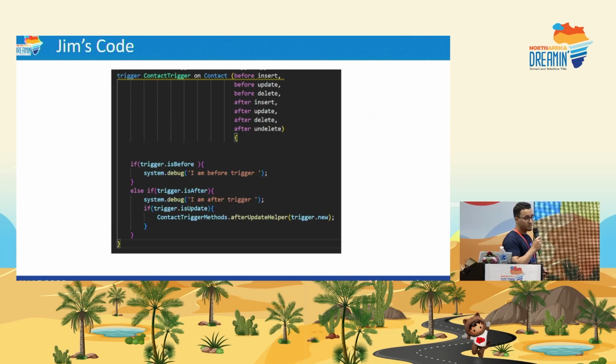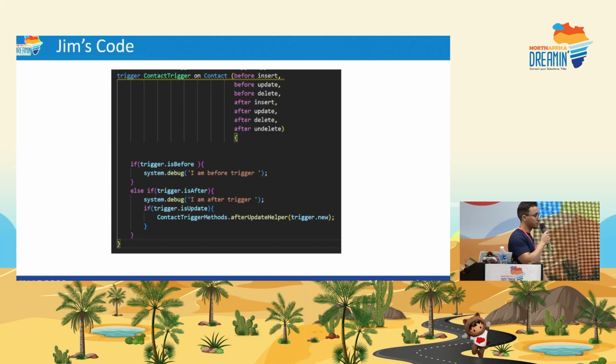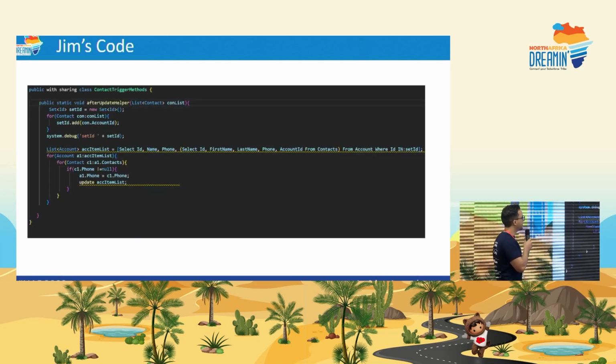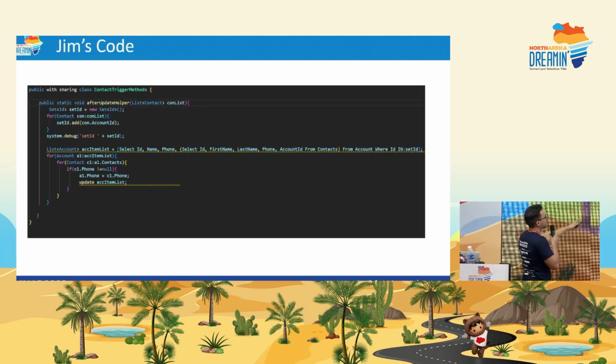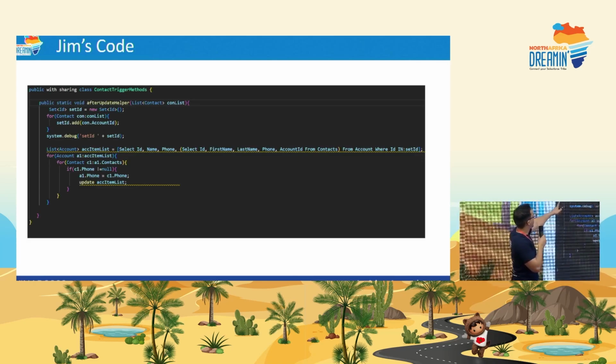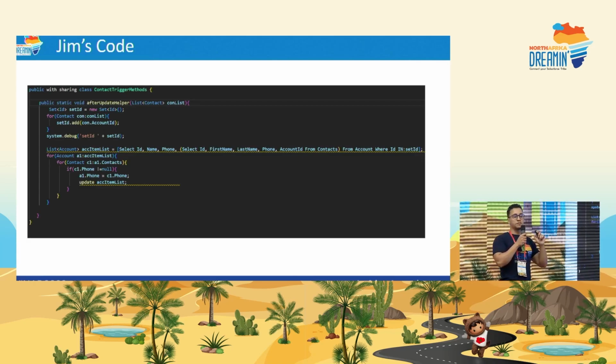So that's nice. Yeah, he built a trigger per framework. He has a trigger handler where the method is called, and he put the logic in a trigger, which is a best practice as well. As you can see, the contact trigger class uses the after update helper. His class is with sharing by default. And yeah, he didn't use nested for loops, which is nice.